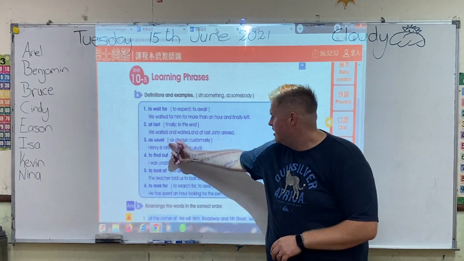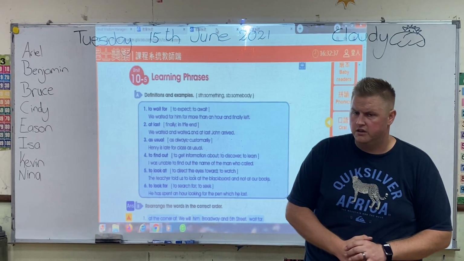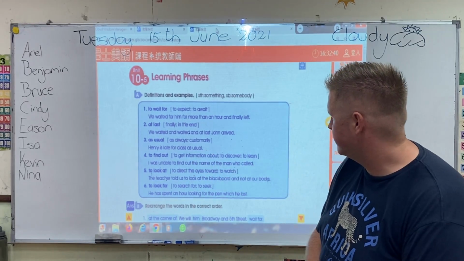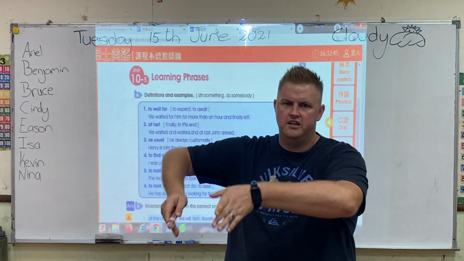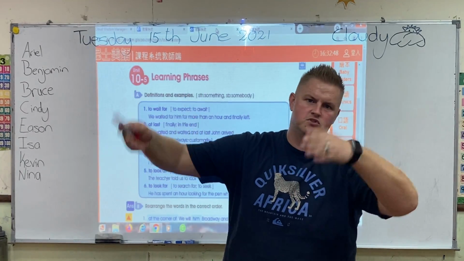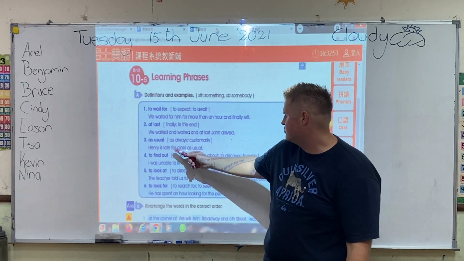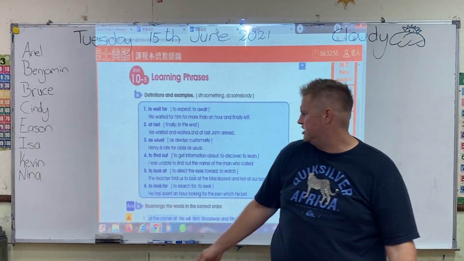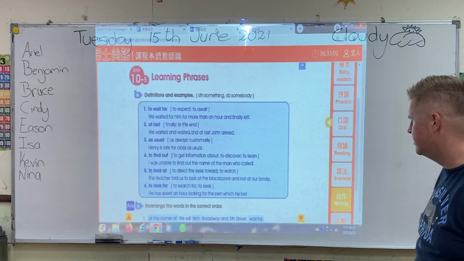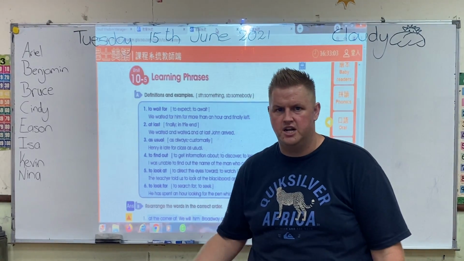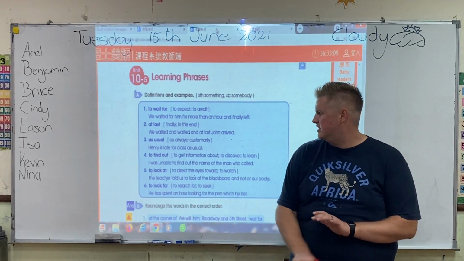Number 3, as usual, as always or customarily. What does this mean? It means something that happens again and again. It happens over and over. Henry is late for class as usual. So this means every day we have class, Henry is always late. Henry comes late to every class.